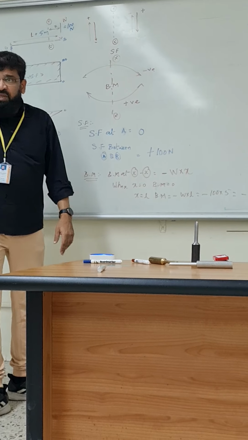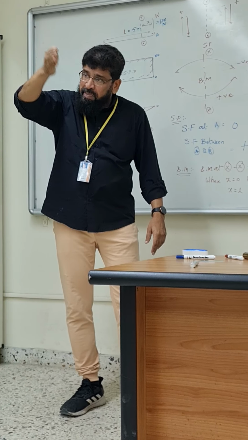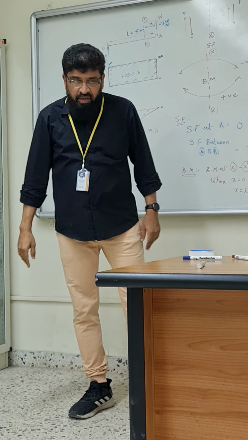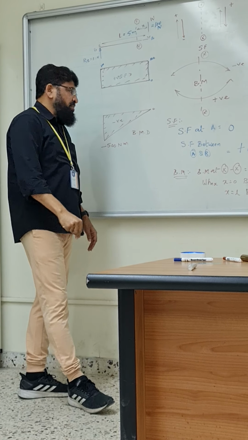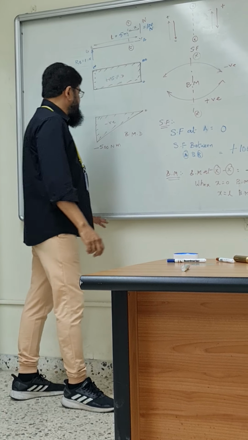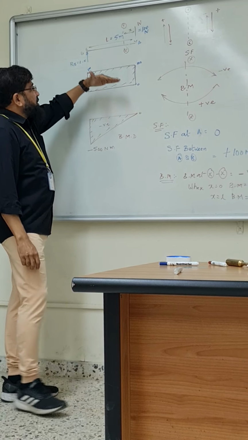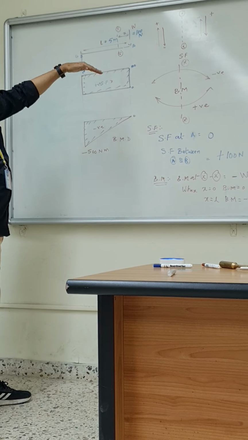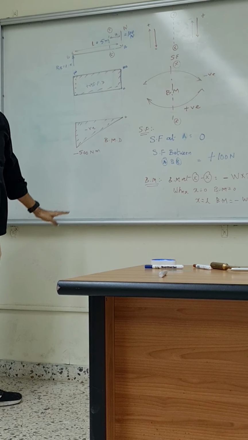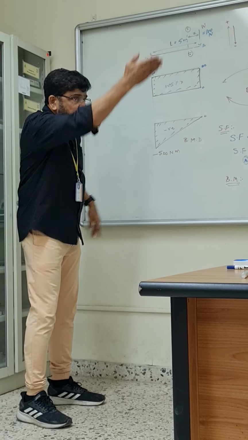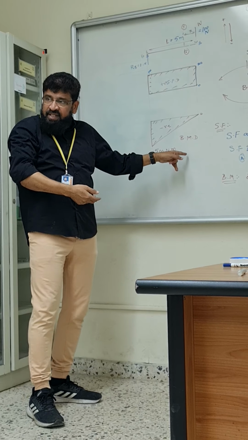When the power of x becomes 2, it will become a parabolic curve. We will see it later, with uniformly distributed load. So now this is shear force. You see, with only one force you have a constant shear force. And the bending moment is gradually increasing. See that?